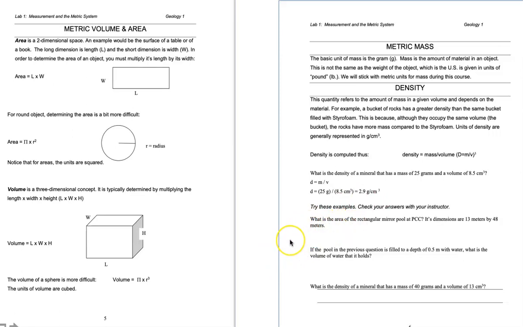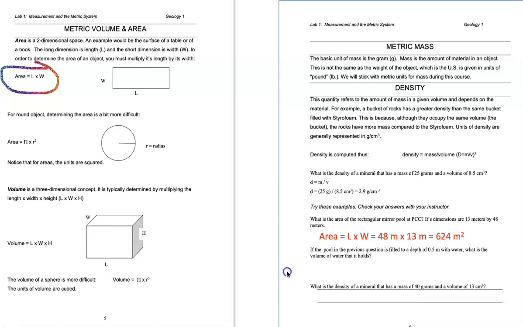What is the area of a pool at PCC with dimensions 13 by 48 meters? So the area formula is over here, length times width. And so it's going to be 48 meters times 13 meters, or 624 meters squared. Meters times meters give you a square. So make sure area always has a square unit.